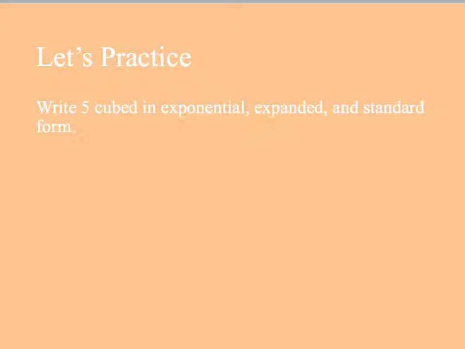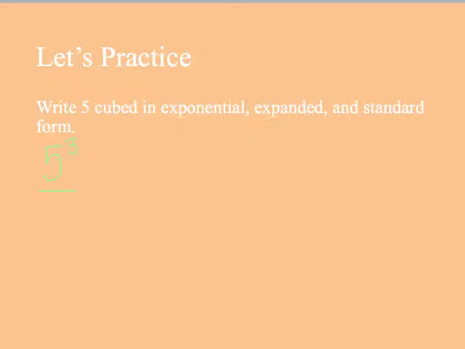All right, let's do a little practice now. The problem tells me to write 5 cubed in exponential, expanded, and standard form. The first thing I need to figure out or remember here is what cubed means, what my exponent is going to be when I see the word cubed. There are only 2 exponents that have special names, and cubed is one of them, squared is the other. So whenever I see cubed, I know that that's going to raise it to the 3rd power. So here's my exponential form right here, 5 to the 3rd power, or 5 cubed.